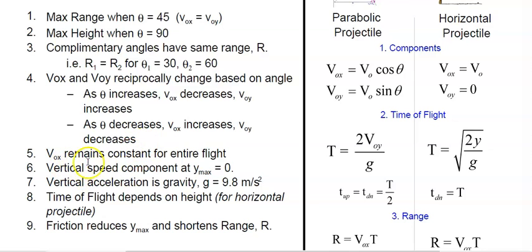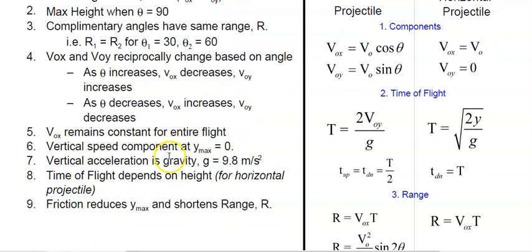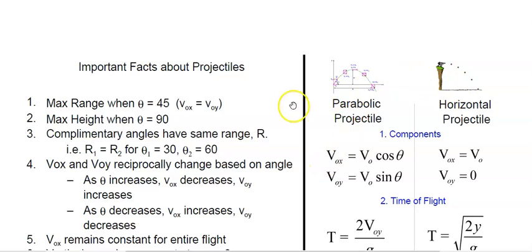Fact number 5, the V0x remains constant for the entire flight. This is an important fact because there is no sideways gravity, there is no sideways or horizontal acceleration. So the V0x is a constant speed. Number 6, vertical speed component at y max equals 0. When the object reaches its high point, it stops rising because it has no more vertical speed. It has decelerated to a vertical speed of 0. Fact number 7, vertical acceleration is gravity, which is 9.8 meters per second squared. The only acceleration in both of these problems is gravity. Gravity points down, and it accelerates objects at a rate of 9.8 meters per second squared.